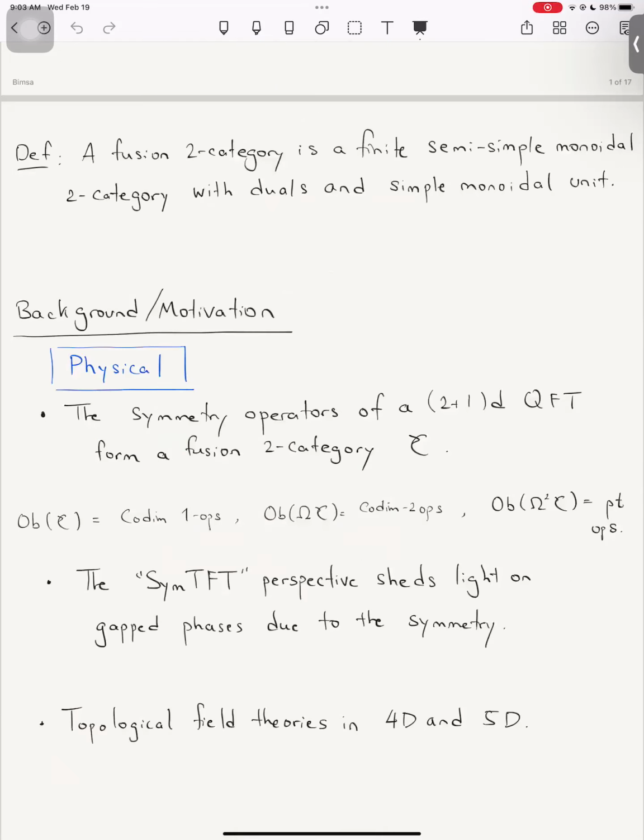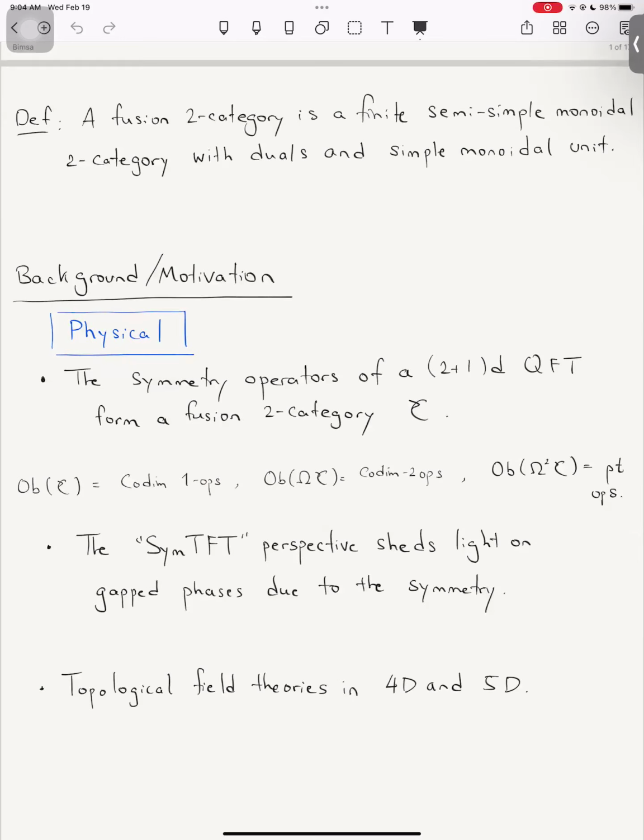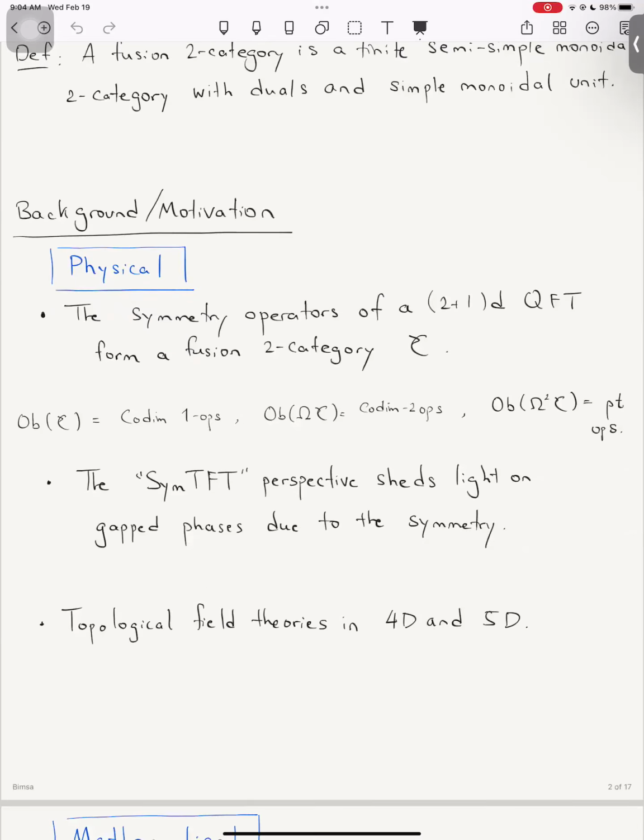I want to start by giving the definition of a fusion 2-category. Just so everyone's on the same page, a fusion 2-category is a finite semi-simple monoidal 2-category with duals and simple monoidal unit. I will give more examples of what this is, but I want to give the definition so that we're all on the same page. And then let me begin by saying some background and motivations for this project, starting with the physical motivations.